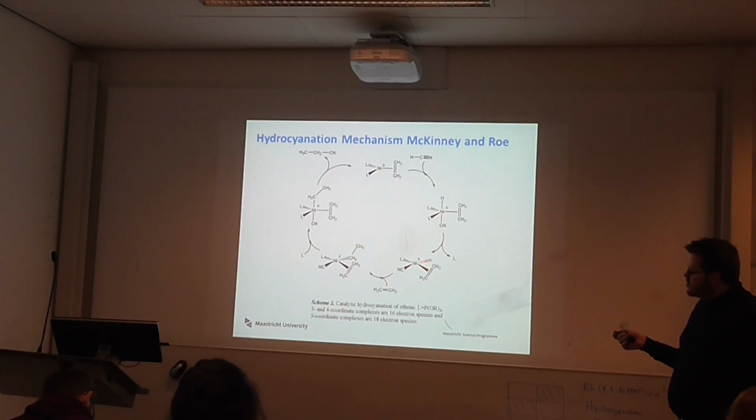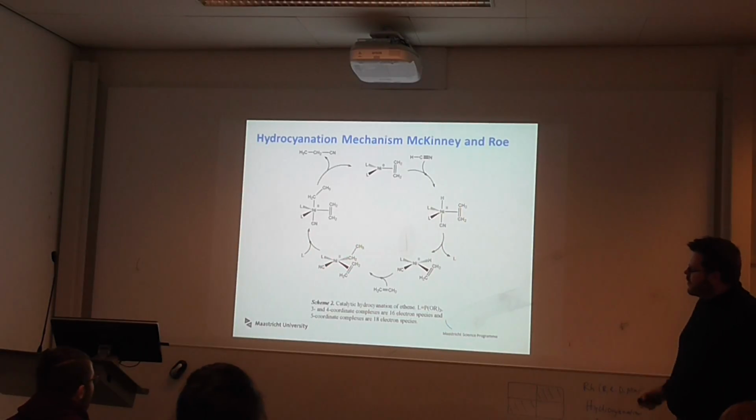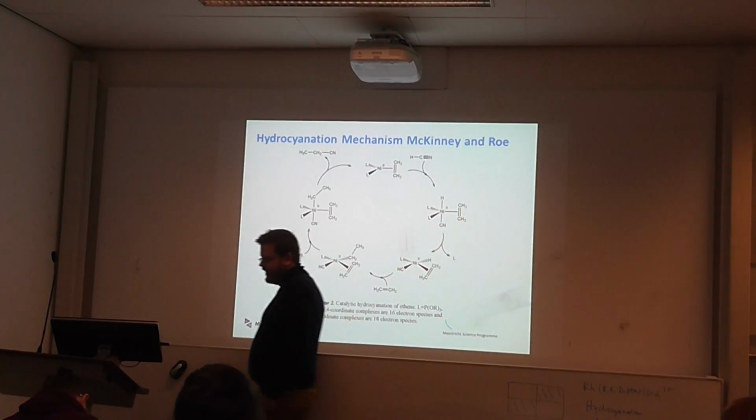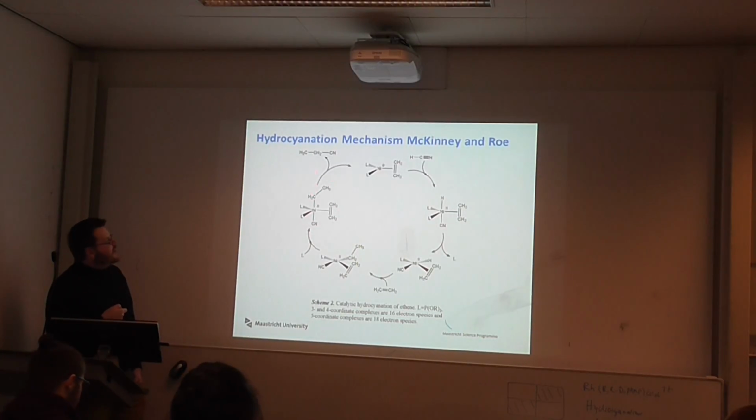So you have an insertion and coordination. You end up with this square planar complex here, this intermediate, which is an alkyl olefin complex. And what happens now is, of course, this guy here is hungry for electrons. It's electron deficient, so the ligand, the phosphite, recoordinates. You get a 5 coordinate intermediate, and then you get reductive elimination.